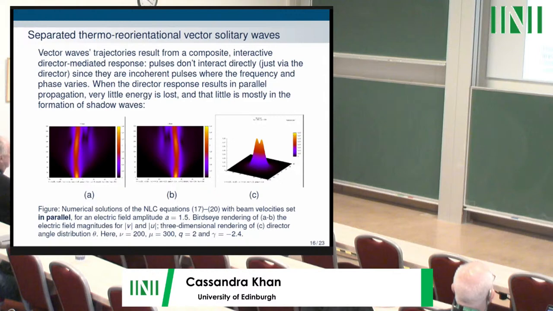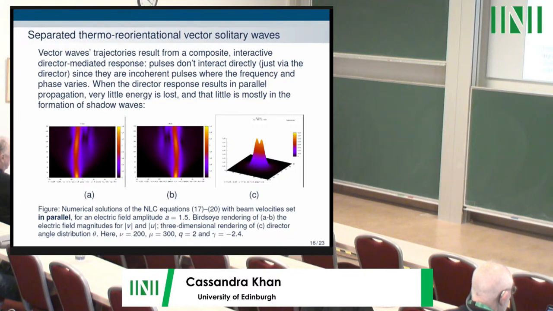When we do have just parallel propagation, we don't lose a lot of energy, but we do lose a bit due to the formation of what we call shadow waves, and I'll address that very briefly in just a moment. I want you to notice here these are our beams passing through the crystal, the shadow waves that are forming, and here is what our director looks like when I have separated beams that only interact through the formation of those shadow beams.